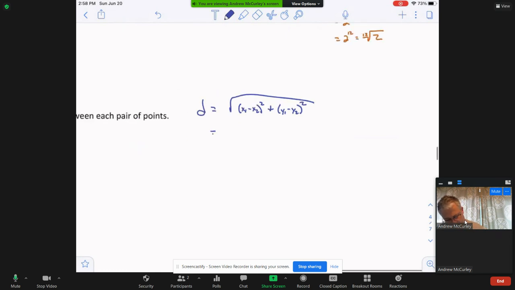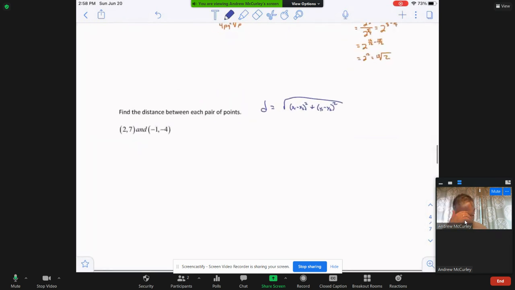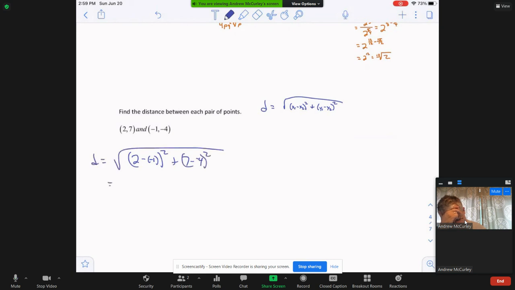So we're going to apply that formula over here. So we got a 2 and a 7 and a negative 1 and a negative 4. So how about we go 2 minus negative 1. We're going to square that, plus 7 minus negative 4. We're going to square that, and the square root, that's going to be what our distance equals. It looks like 3 squared, so it's going to be 9, plus 11 squared, which is 121. And we're going to take the square root of that.